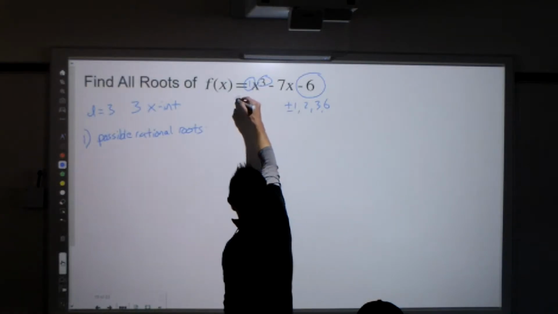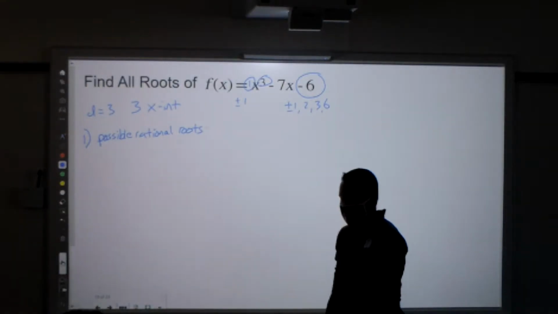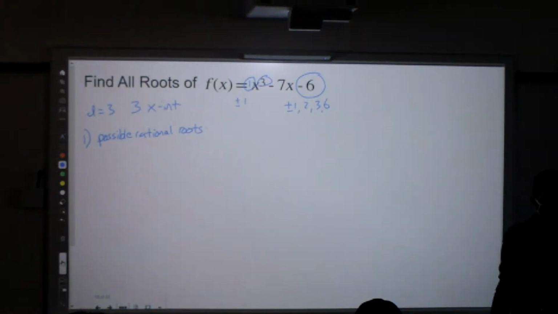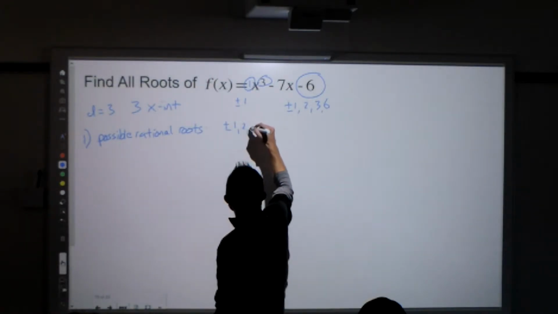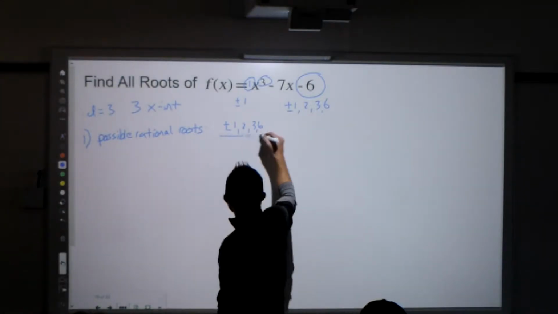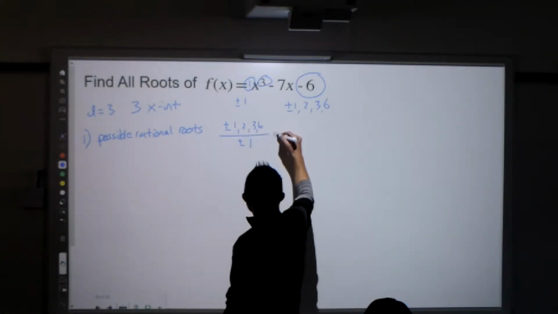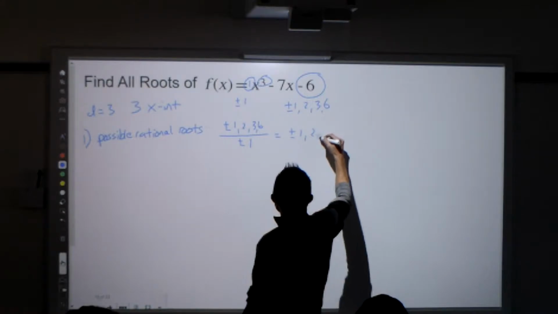And what numbers multiply to give you 1? That's just 1, right? So this one's going to be kind of nice. We're just going to have plus or minus 1, 2, 3, and 6, and it's divided by 1, which doesn't change the value.